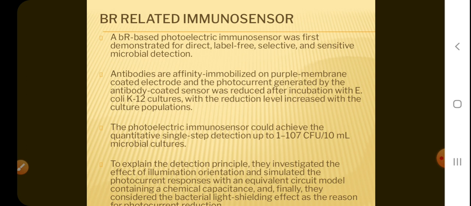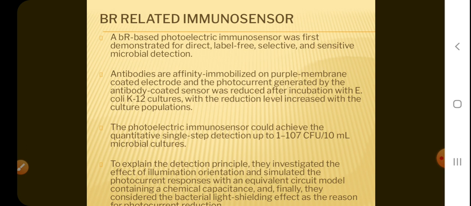coated sensor was reduced after incubation with E. coli cultures. Okay, so they are incorporating the BR layers on the electrode, and this electrode is used along with the culture for sensing, right? So as there is an increase in the growth of the bacteria, there is a reduction in the level of the photocurrent which is generated.